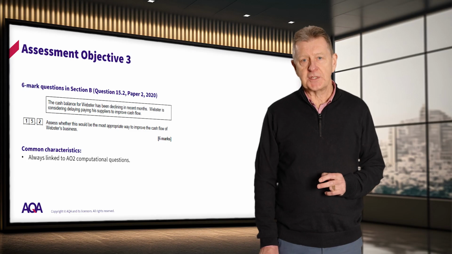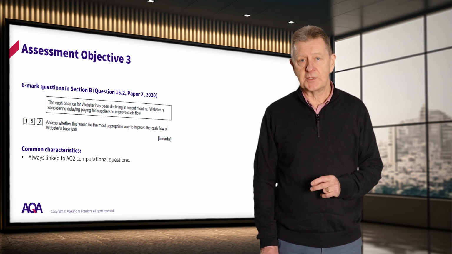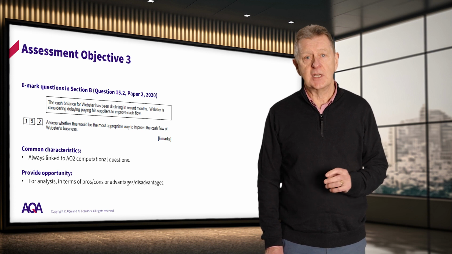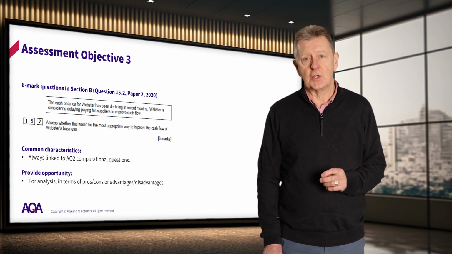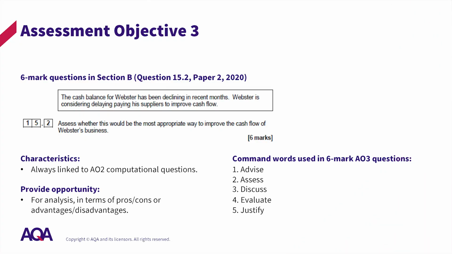The common characteristics of 6-mark questions are that they are linked to AO2 computational questions, and they provide the opportunity for analysis in relation to either pros and cons or advantages and disadvantages. The question will only include one of 5 potential command words: advise, assess, discuss, evaluate, justify. However, until now, we have only ever used assess and advise.